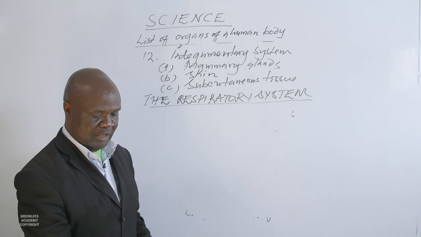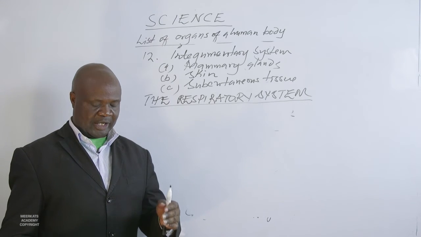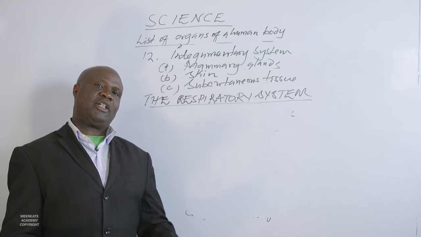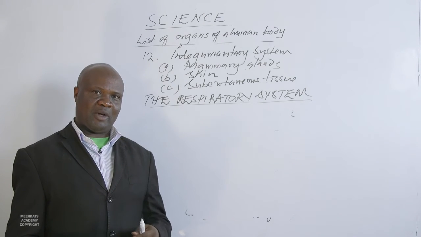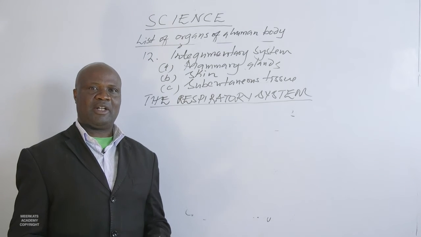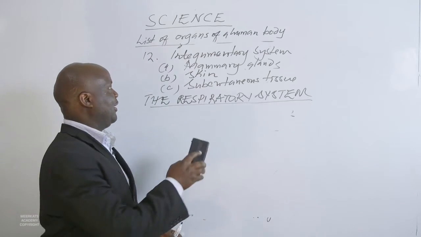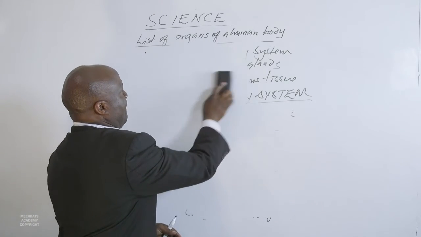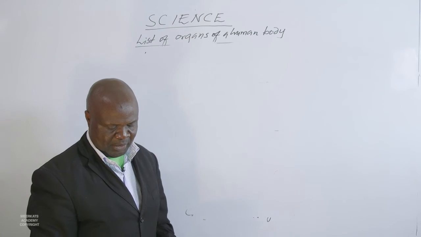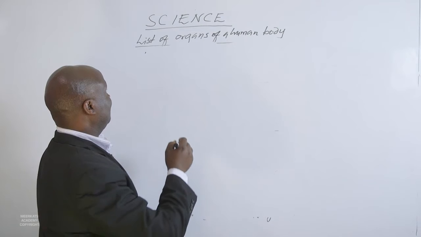So we shall have a simple diagram showing from the nose, trachea, to the bronchus, and then bronchioles, and the lungs. And also we shall see the function of the diaphragm. We have the diaphragm that enables the lungs to contract and to expand so that you can breathe in air and you can breathe out air also. So we are going to have a diagram that will show parts of the respiratory or breathing system.